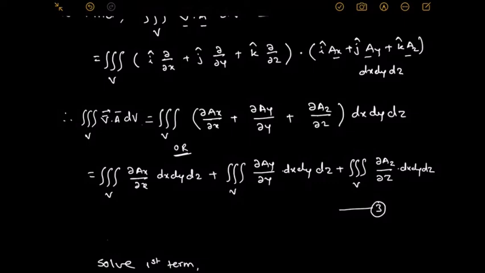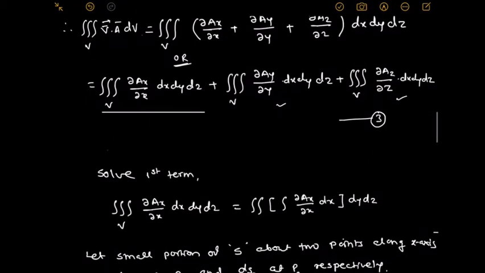Now, in that equation 3, we solve the first term. If we solve the first term, we write similarly the value of the second term as well as the third term. For that one, we write the first term as it is. The volume integral of ∂Ax/∂x dx dy dz is equal to, this integral we simplify by taking the integral of only ∂Ax/∂x dx. The other terms we keep as they are. Hence, that term of ∂Ax/∂x dx we only simplify here into dy dz.